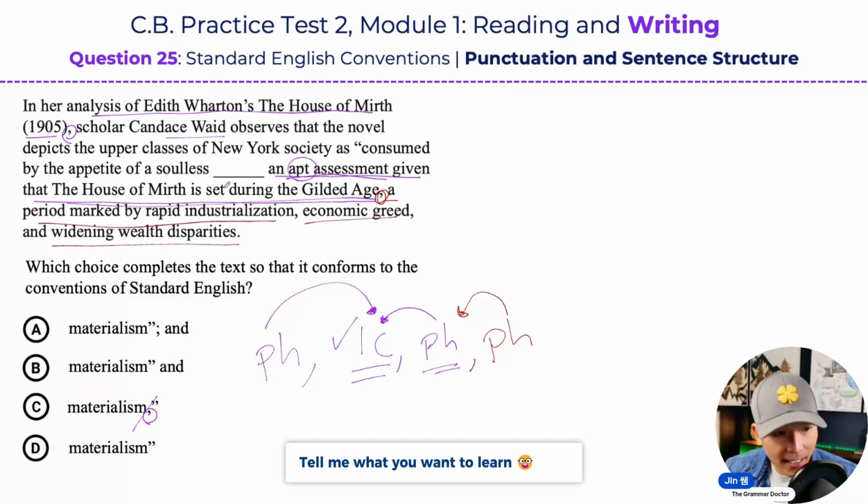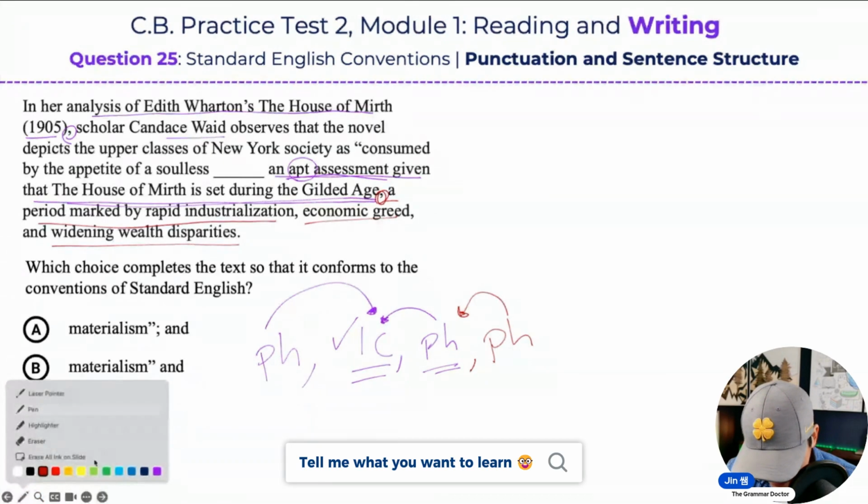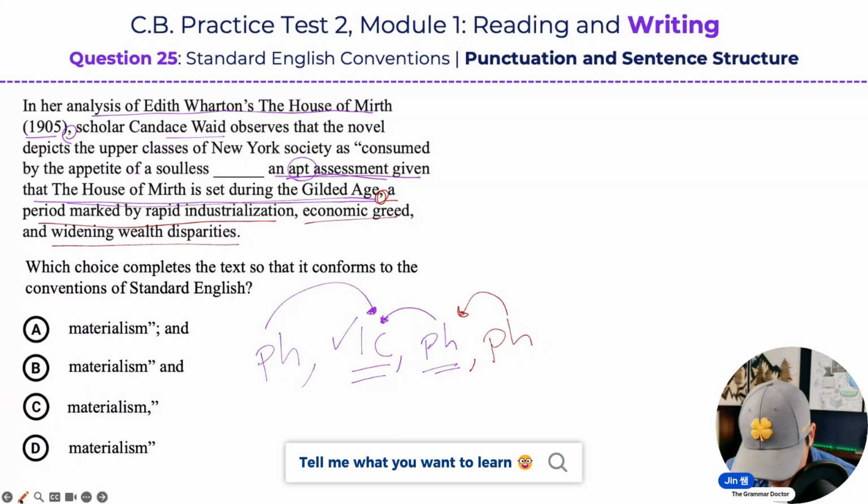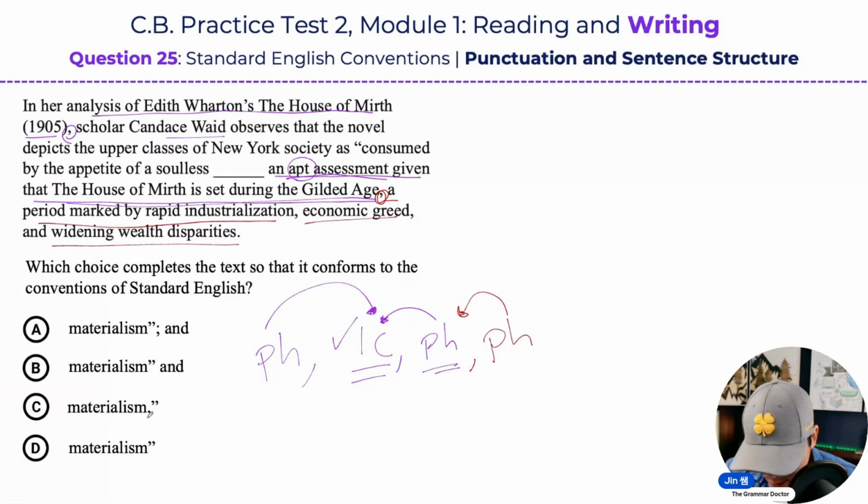So now you can see how answer choice C, did I cross that out as the wrong answer? Because this is the correct answer. You can see how answer choice C now is going to be correct, because now this comma is going to be used to separate that independent clause, the analysis that Candace Wade made, from the phrase about the quality of that analysis. It was appropriate, okay?